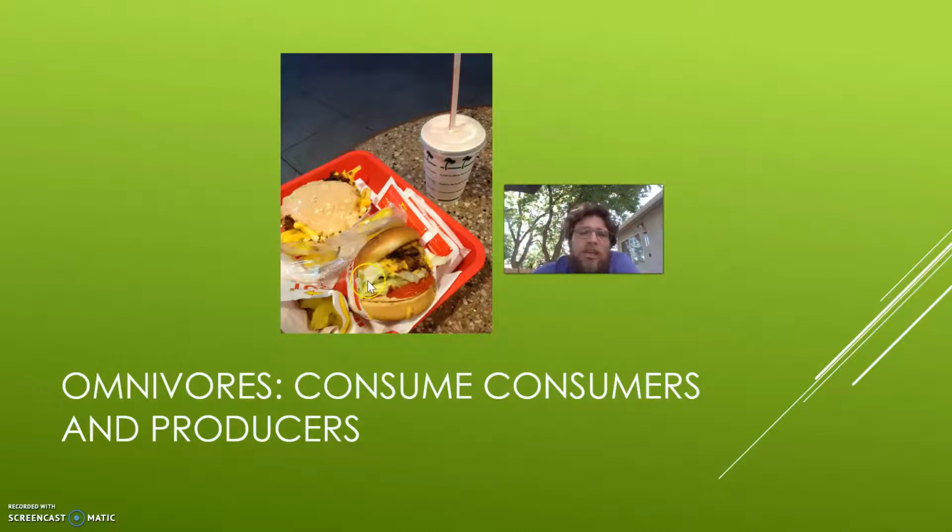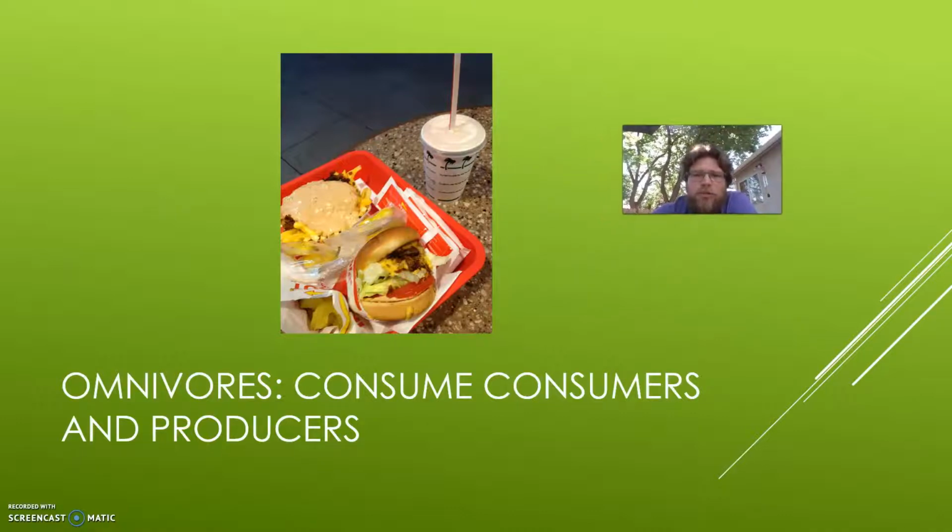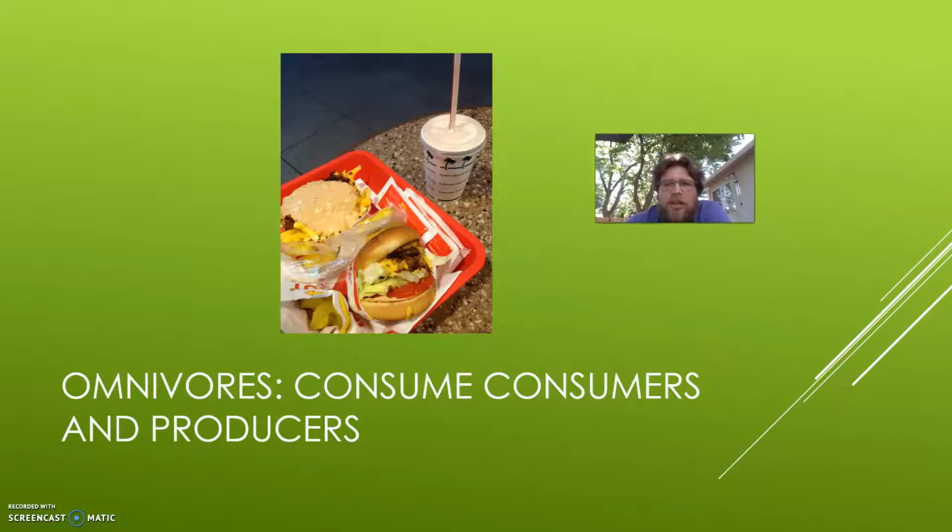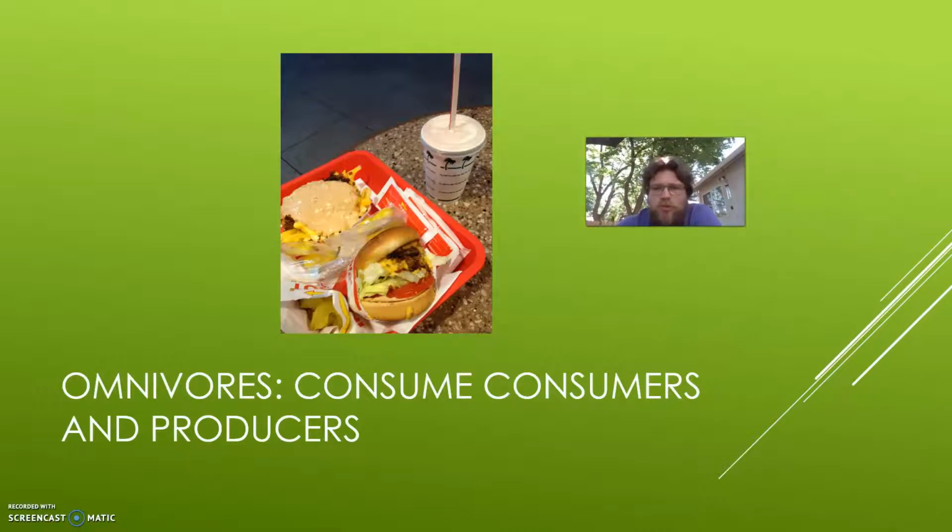But when we eat a cheeseburger, we're eating consumers and producers in the same bite. That makes us an omnivore. So humans and other omnivores blend and blur the lines of producers and consumers, because we're doing both.